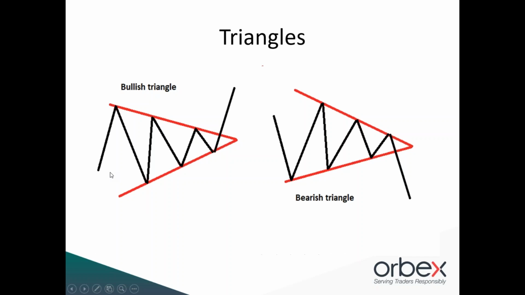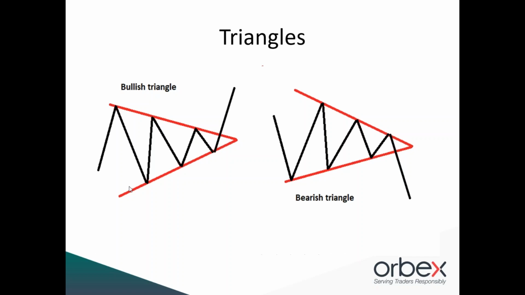And then these black zigzaggy lines are the price. So triangles then can work on both sides of the market. They can be bullish and they can be bearish. So it simply depends on how you're looking to trade them. If you're looking for a breakout above the triangle, then obviously you're looking to play a bullish triangle, and vice versa. If you're looking for price to break down below the triangle, you're looking for a bearish triangle.